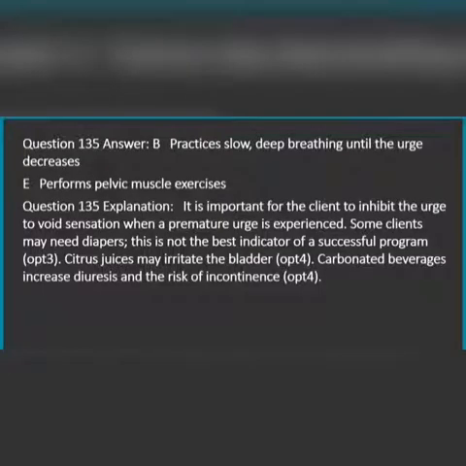Question 135. Explanation: it is important for the client to inhibit the urge to void sensation when a premature urge is experienced. Some clients may need diapers. This is not the best indicator of a successful program. Opt 3. Citrus juices may irritate the bladder. Opt 4. Carbonated beverages increase diuresis and the risk of incontinence.